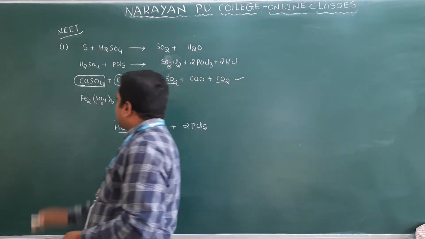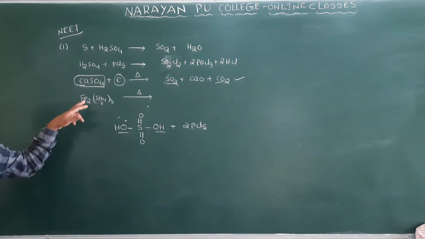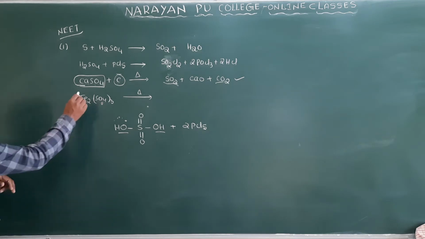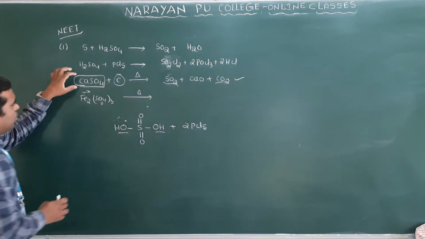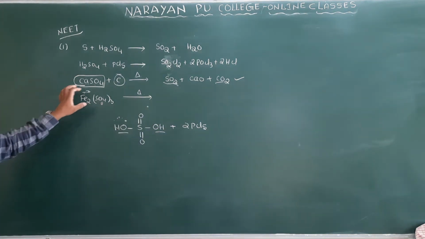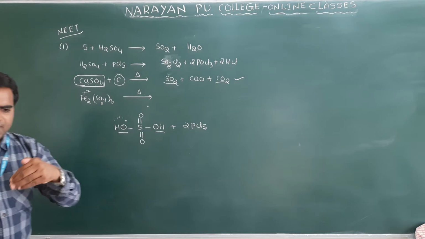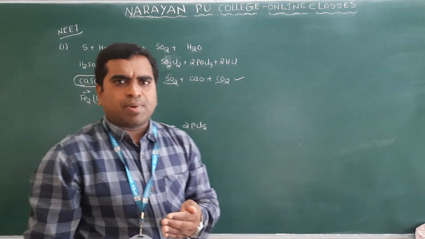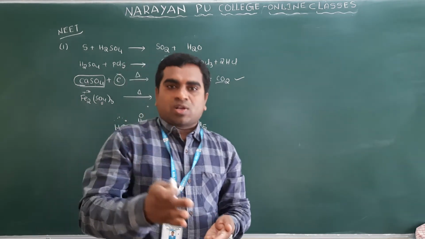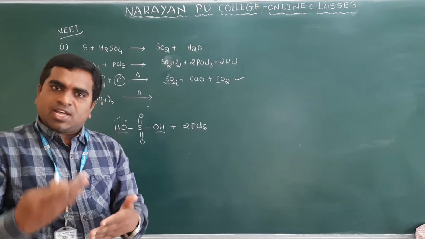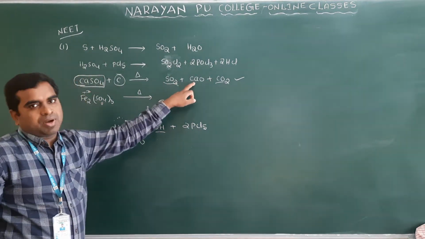So this is ferric sulfate. Clear? What is the oxidation state here? +3. So whenever ferric sulfate is heated, what will it give? Same as here, sulfates are there and they are converted. Whenever sulfates are heated at very high temperature, they are converted into their respective oxides. Calcium sulfate, if you heat it, one of the products you will get is calcium oxide.